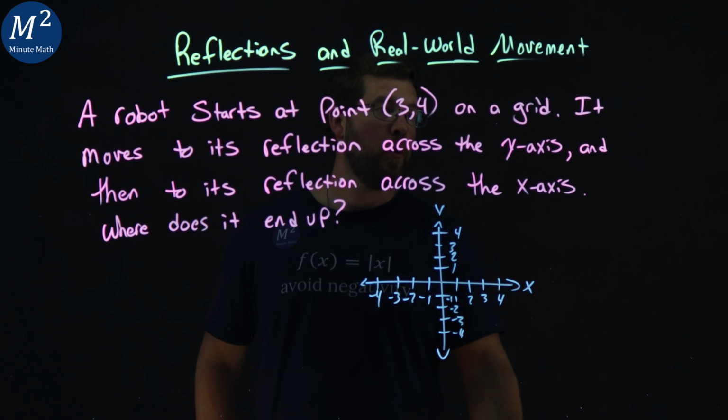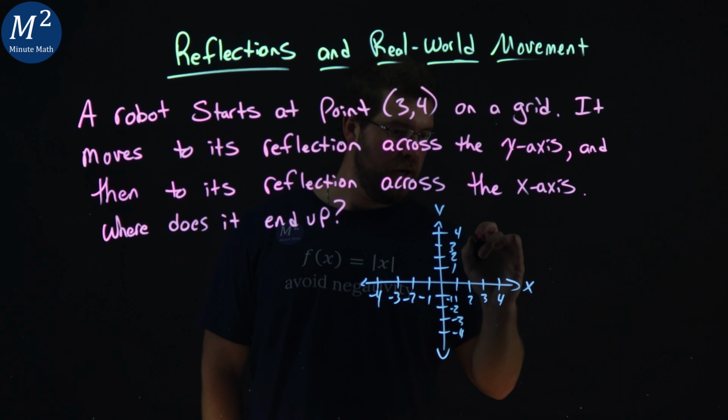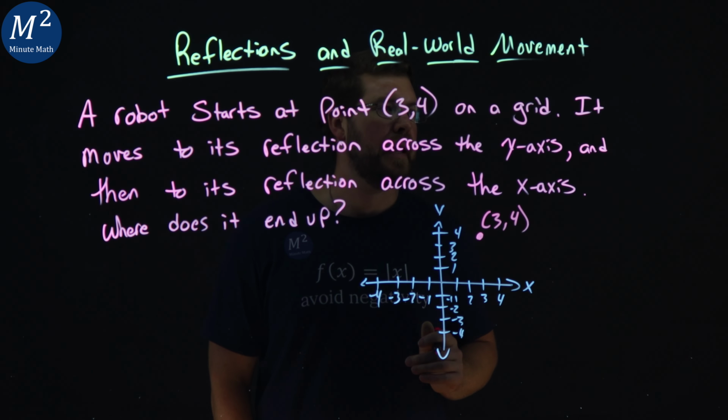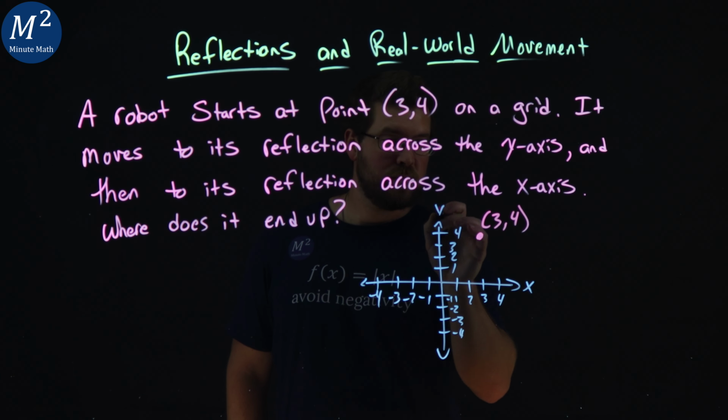So let's talk about our robot. It starts at the point (3, 4). When x is 3, y is 4. We got this point right here. That's (3, 4). It then moves to its reflection across the y-axis right here.